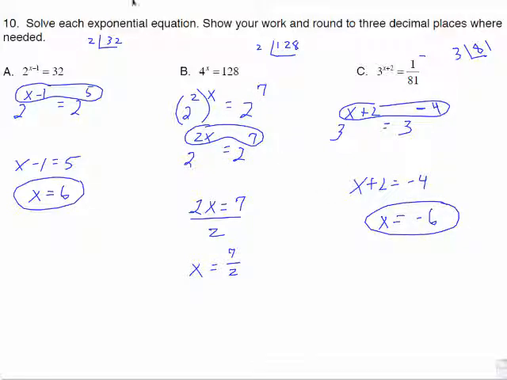These are not going to be done with a common base. These are done by taking the ln of both sides. When you recognize that you don't have a common base, you're going to do the ln of both sides. So let's spread this out a little bit. And I will take the natural log of both sides.